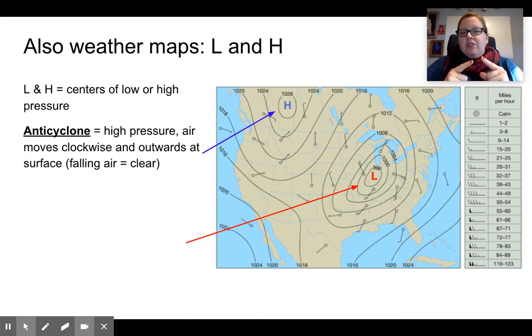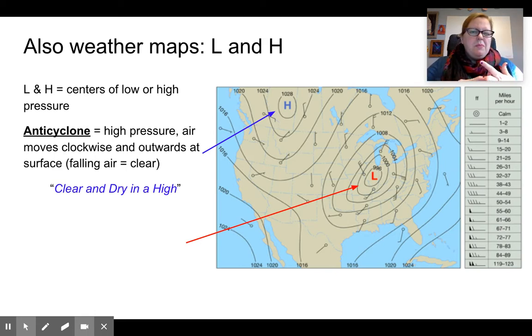The downward motion is important because as air gets closer to the surface, it warms up. Just like if I can get air to rise, I can get it to cool and condense into clouds, well, if I can get air to move down, I can get it to heat up. So a typical saying for anticyclones is that it is clear and dry in a high. So you would expect on a high pressure system on a weather map that it's not very cloudy. It's probably not very windy either. And it just tends to be a nice dry system. It's not very humid at all. So clear and dry in a high. A high is an anticyclone.